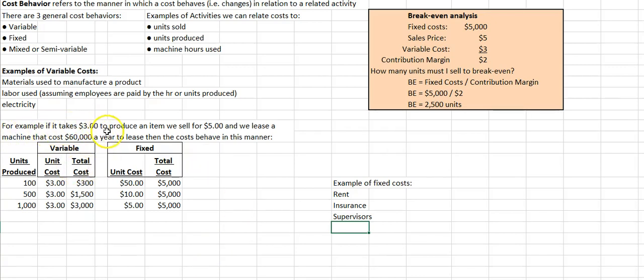For example, if it takes $3 to produce an item we sell for $5, and we lease a machine that costs $60,000 a year to lease, then the cost behaves in this manner, okay? I put $60,000 a year, but I'm showing 5,000 here, so let me change this so that it could match. I think what I did was I divided this by 12, right? This is a monthly and this is a total, but let's just make it match. Okay, let's make it match over here, 60,000.